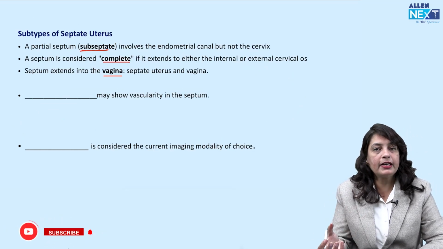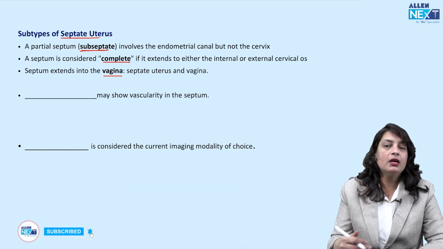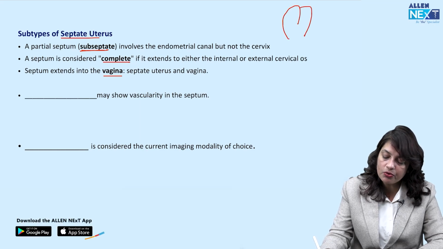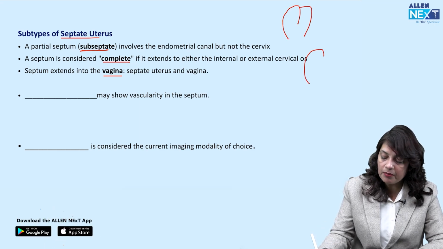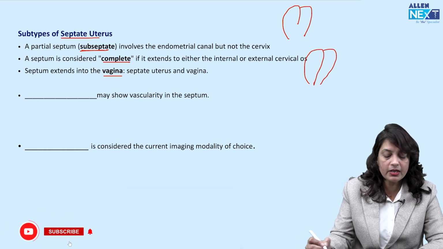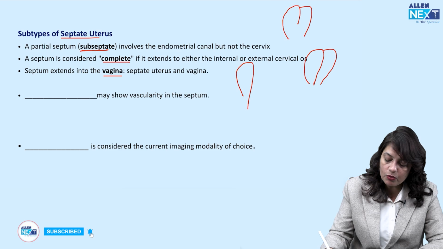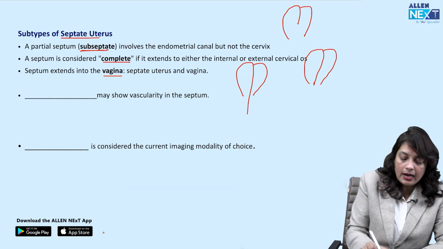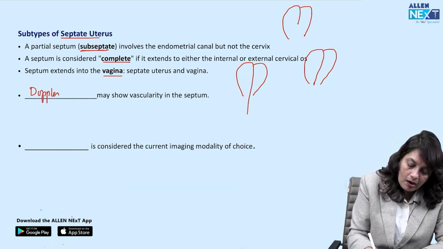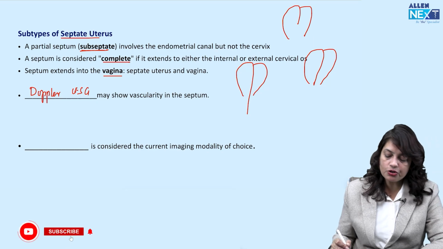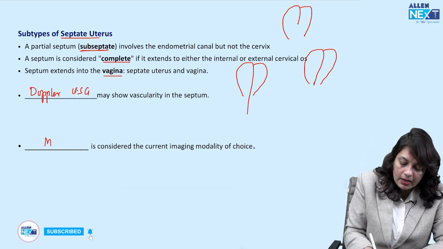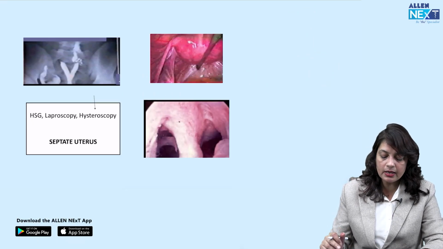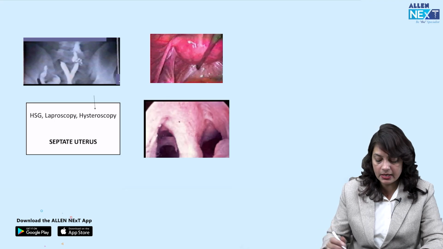There are 3 types of septate uterus. It can be a partial septum, where the septum is limited to the uterine cavity. Number 2, it can be complete, where the septum goes till the cervix, or the septum can go till the vagina. So there are 3 subtypes of the septate uterus. Doppler ultrasound can show some vascularity in the septum, and MRI is the modality of choice for the diagnosis of Mullerian duct anomalies. Here in this case, I will do laparoscopy plus hysteroscopy.